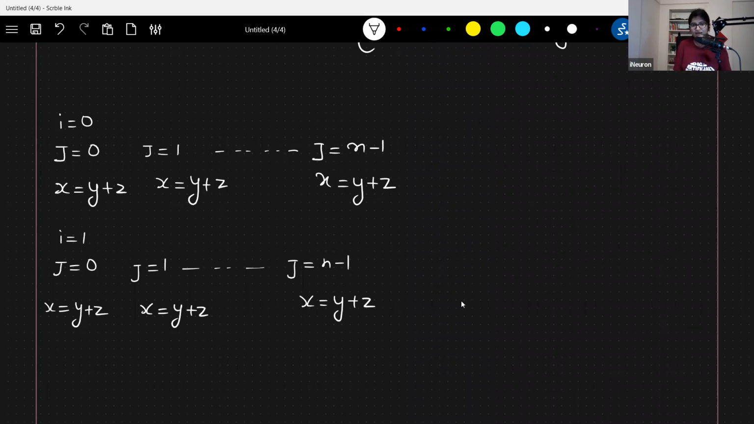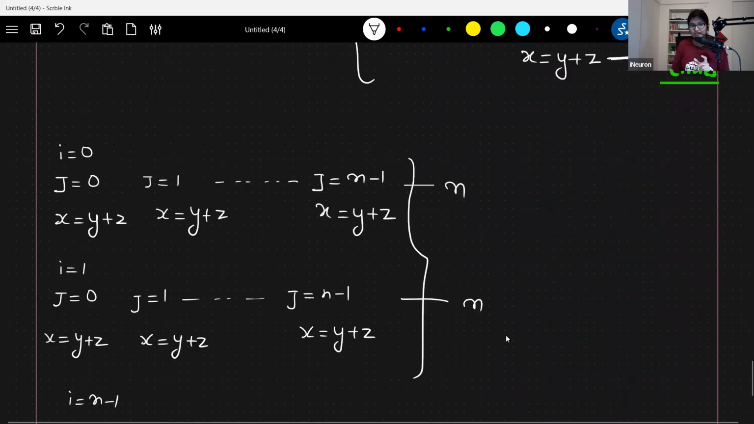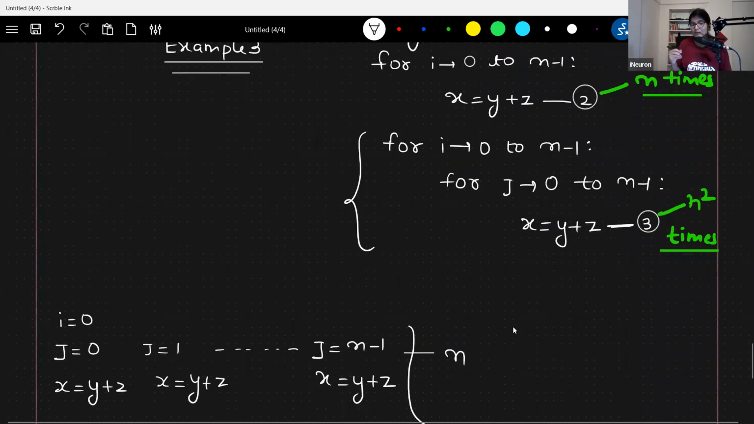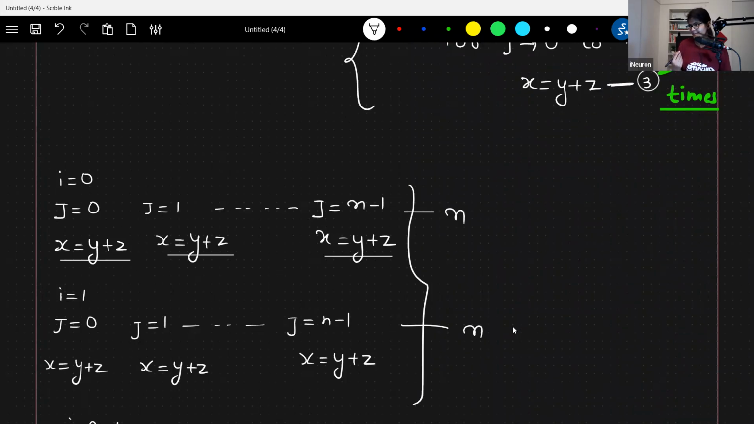This thing will keep on running until the value of i becomes n minus 1. So at every time, if you observe, it will keep on repeating the statement n times. And how many times will this i value run? n times, n into n, n square. So if you see, this repetition of the statements will be n square times.